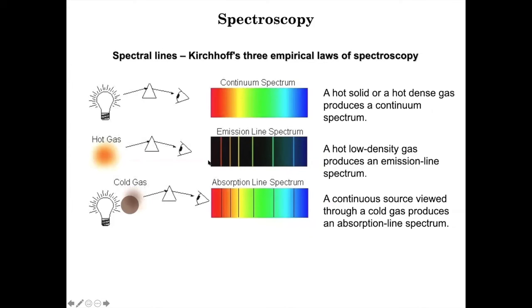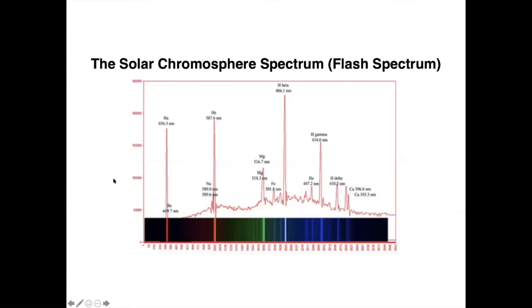You have also the very upper atmospheres, which are an example of the second law. When you look at the spectrum of the solar chromosphere, this is a flash spectrum, a spectrum seen during an eclipse. Then what you get in there are emission lines. So that's clearly an example of a hot and thin gas obeying Kirchhoff's second law.